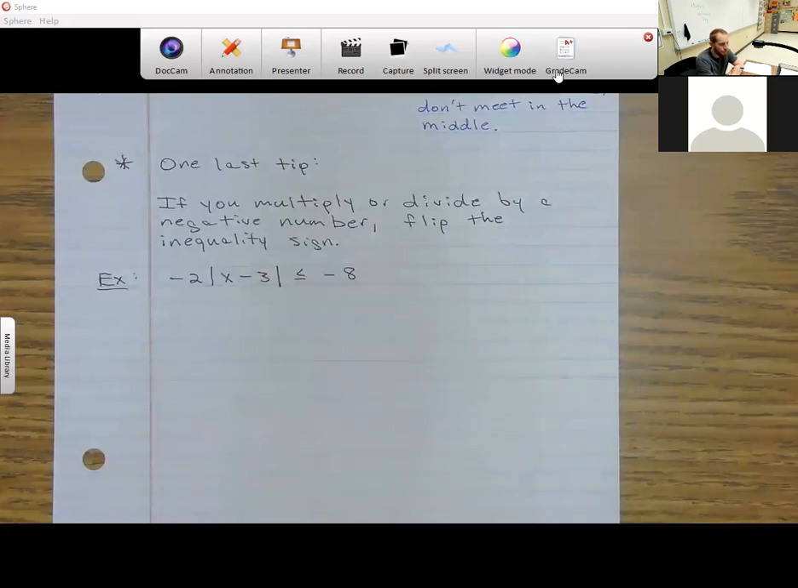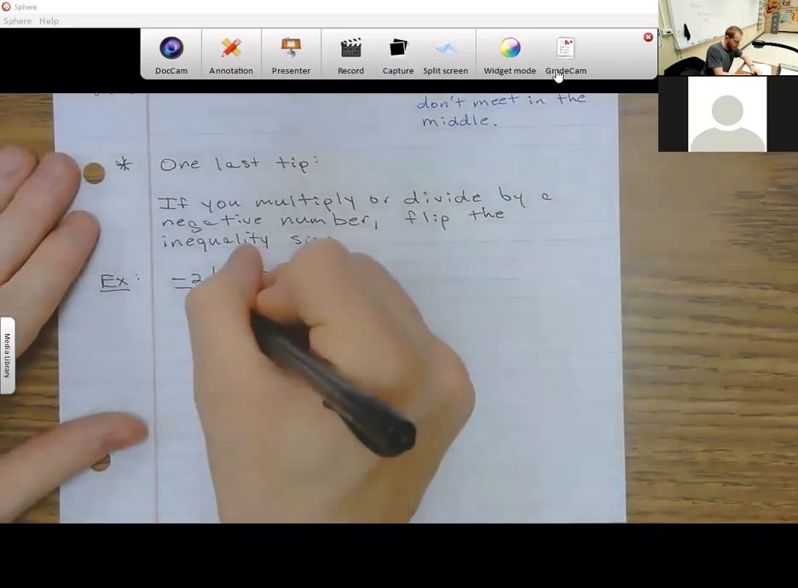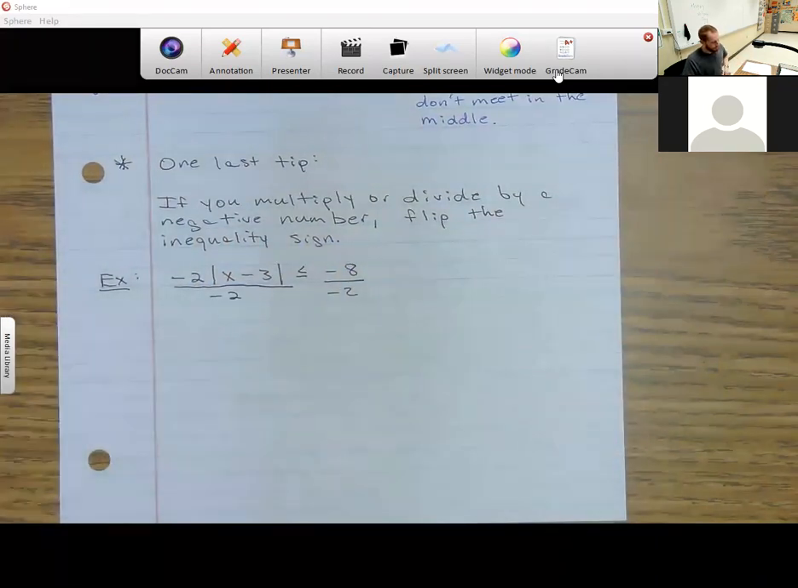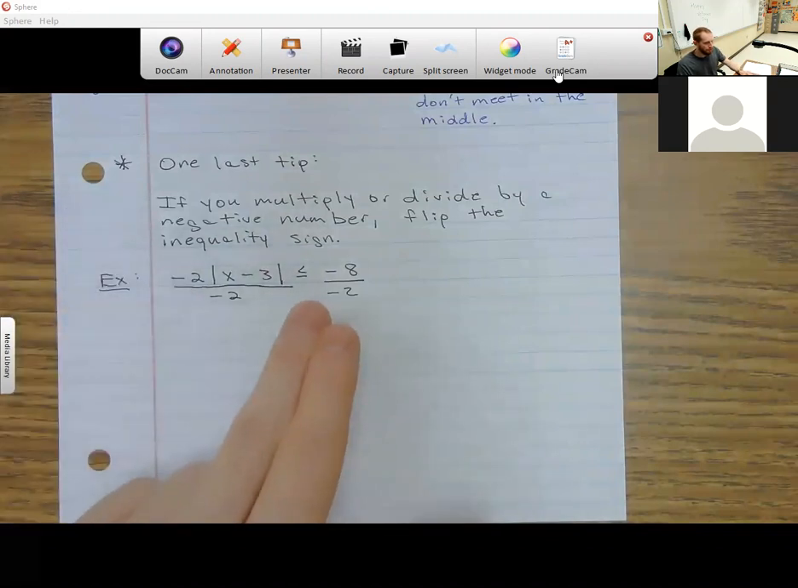So the first thing to do is I've got to get rid of this -2 because I want to get the absolute value symbol by itself. So since I'm multiplying by -2, I'm going to do the opposite of multiplying. I'm going to be dividing by -2. So let's see what that looks like. We're going to divide both sides by -2, just like that. So I'm dividing by a negative number. Okay? So based on my tip that I just gave you up here, we're actually going to be flipping this sign before we start.